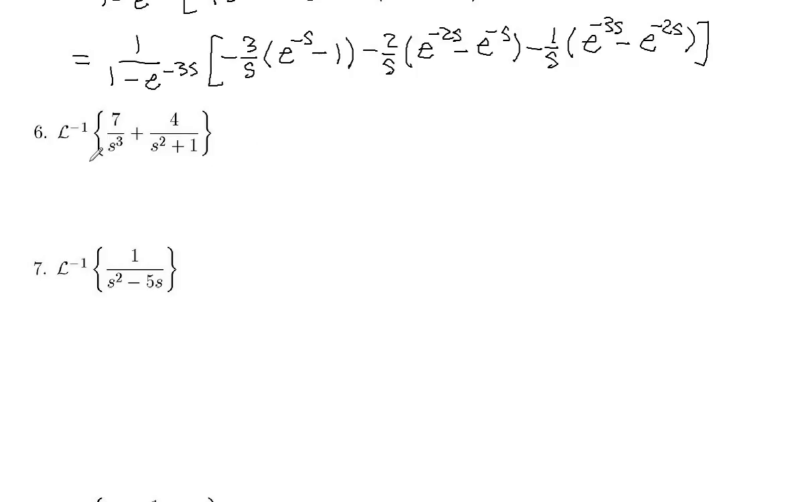So now we want to do inverse transforms. So the inverse transforms are also linear. So we can take inverse transform of each piece, factor out the 7 and the 4. So this is going to be 7 inverse transform 1 over s cubed, and then plus 4 inverse transform 1 over s squared plus 1.